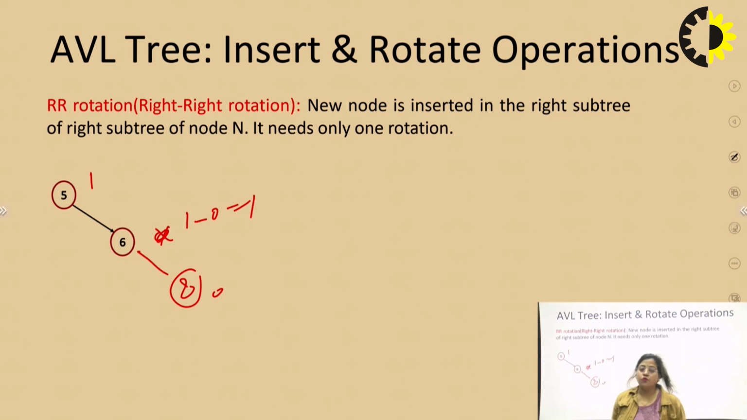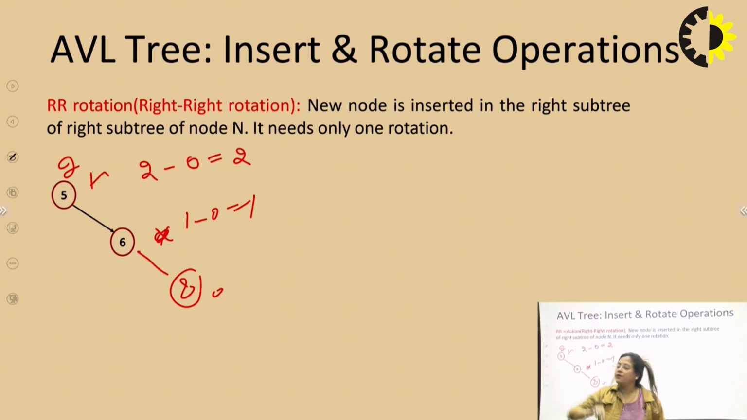But now come to 5 and check again. The left part is 0 and the right part is 2, so 2 minus 0 equals 2. So its balance factor is 2. The same thing occurs again: a rotation is required because the balance factor is 2. So here, according to RR rotation, you need only one rotation, but that is anti-clockwise.